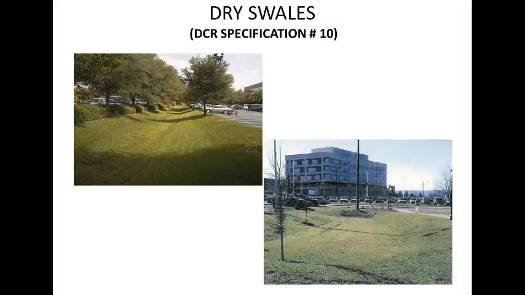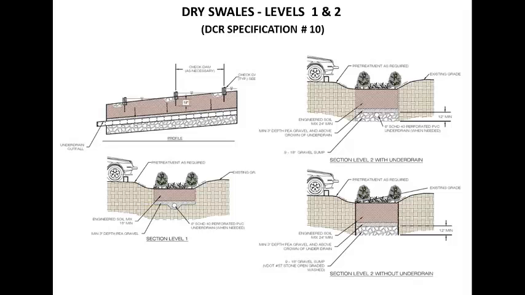Virginia Department of Conservation and Recreation, or DCR specification number 10 gives a complete description of these facilities, their performance and criteria for design, their feasibility and design applications, regional and special case design adaptations, their construction and maintenance. The pictures and tables shown here are from these specifications.